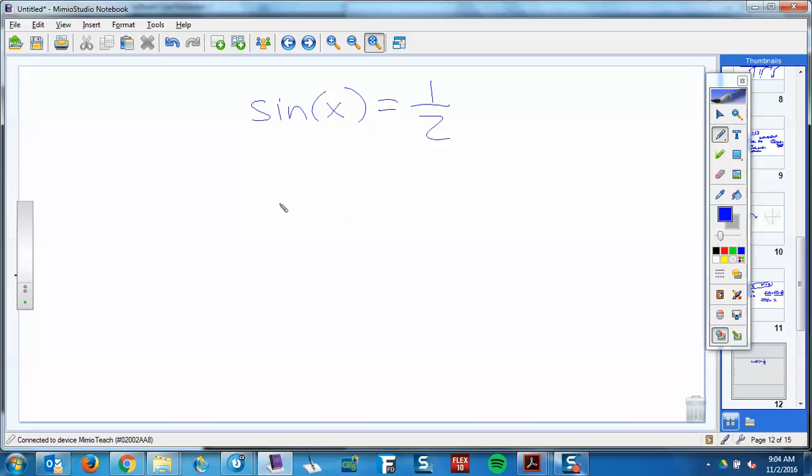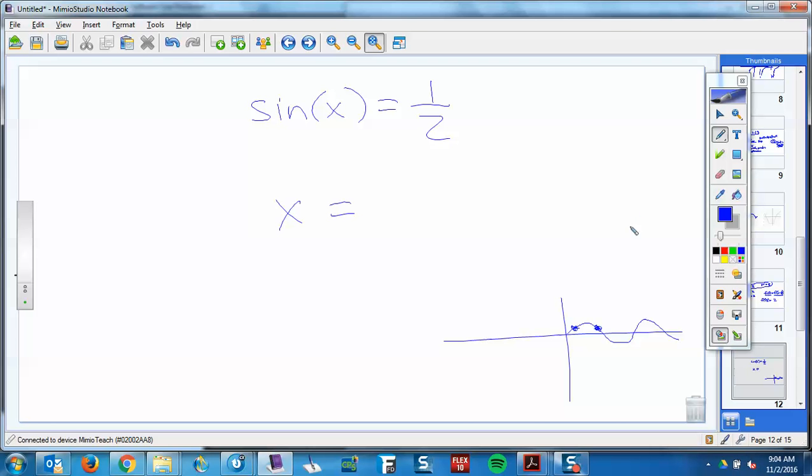What's the answer to that? Pi/6, right? Now, there's more to it than that, though, because if you think of the sine graph, where does sine equal 1/2? Well, it equals 1/2 right there. That's pi/6, right? But it also equals 1/2 there.